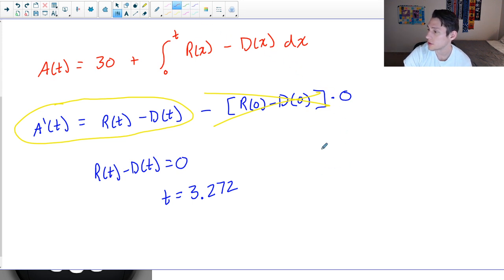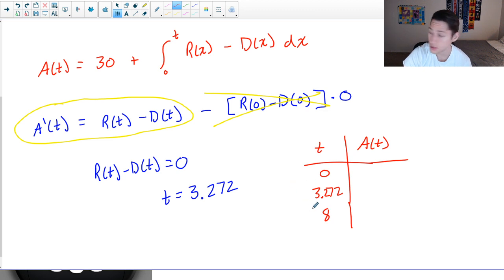Now let's actually create a little table here. So t versus A of t. We have to test the boundaries. So I have to start with 0, and then I want to test my point that I found, 3.272, and then the other boundary, which is 8. So I just need to get these plugged into my calculator. Well, 0, if we plug in, we already know that there was 30 at the start. All right, so that's no big deal.